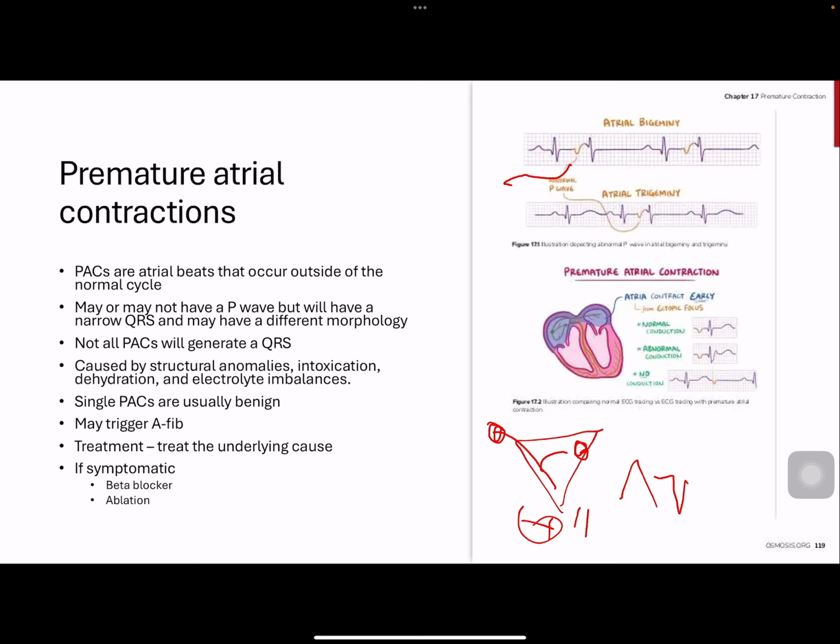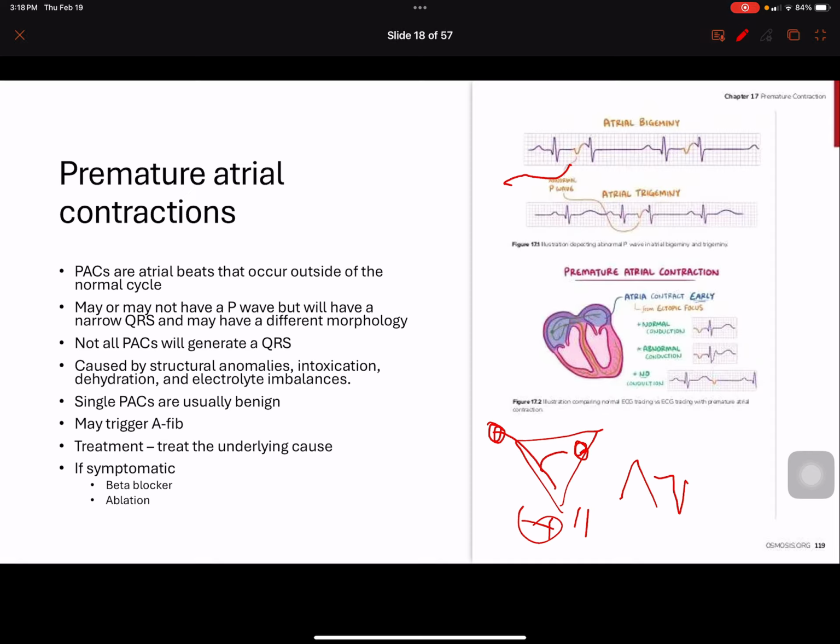So there are some terms that we use to describe PACs, like how many there are. If every third beat, 1, 2, 3, is a PAC, we call that trigeminy. If every other beat is a PAC, so let's say I have one right here, and then boom, I have one right here, this is called bigeminy.